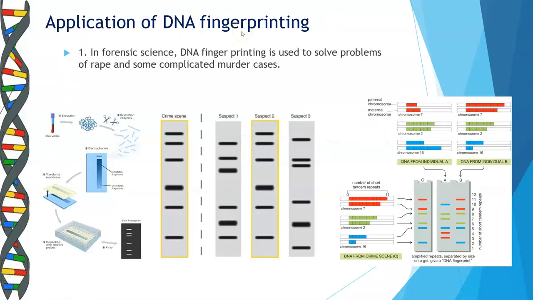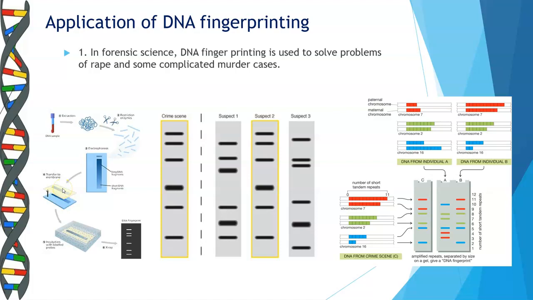Students, let us have a look at the applications of DNA fingerprinting. The first is, in forensic science, DNA fingerprinting is used to solve problems of rape and some complicated murder cases. Now, how is this done? See, the entire process remains the same. You take the sample, take the DNA, and digest it with restriction enzymes. Then the fragments are loaded for the process of electrophoresis. The bands separate depending upon their lengths.